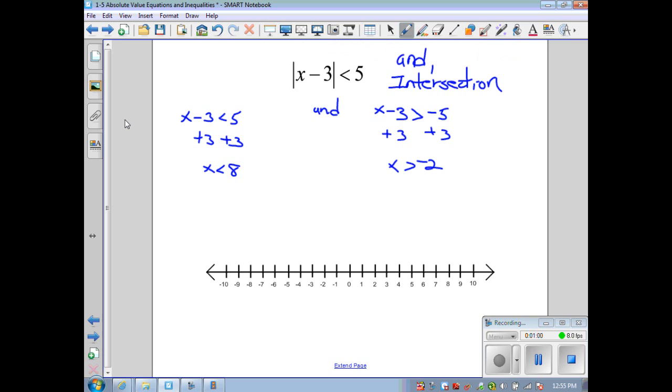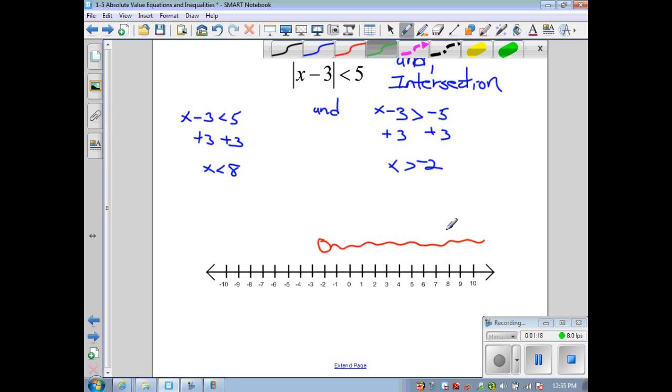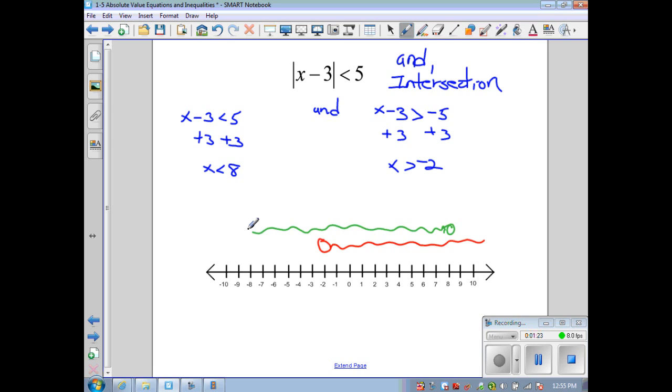Let's graph the solution. Values of x greater than negative 2. We could show this off the line, and then we'll graph it on the line, but we'll just set it up as an example. Open point at negative 2, values of x greater than. And less than 8, again, open point at 8. Values of x less than 8.